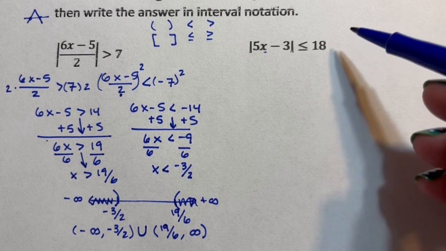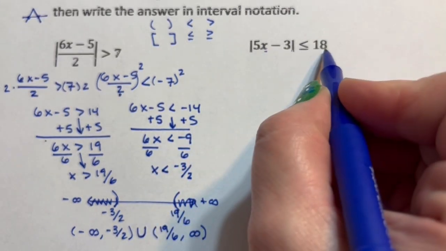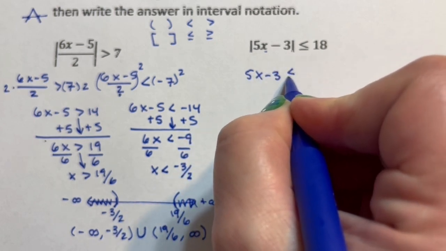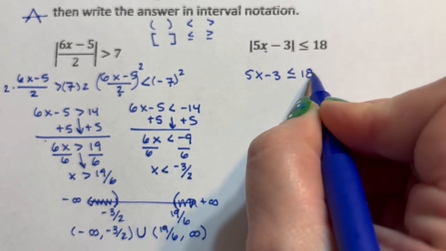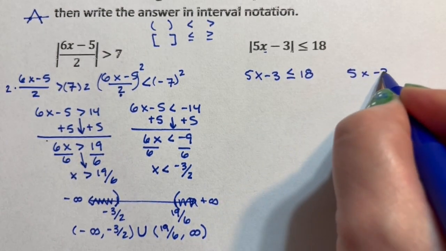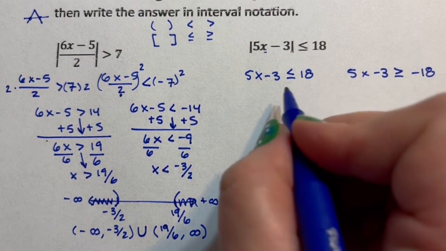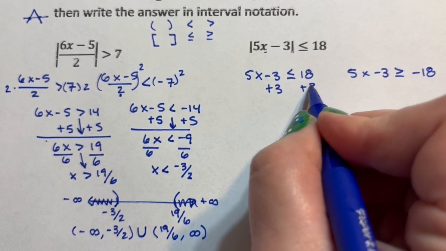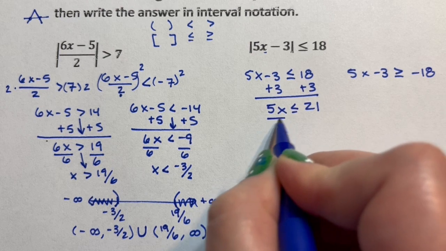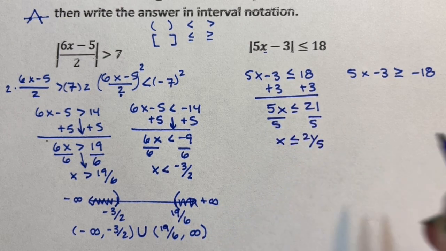All right, so for the second problem, it's similar. The first step is to write it exactly as is: 5x minus 3 is less than or equal to 18. Then I write it again, changing the tail half: 5x minus 3 is greater than or equal to negative 18. All right, I'm going to add 3 to get 5x is less than or equal to 21, and then divide by 5 to get x is less than or equal to 21/5.